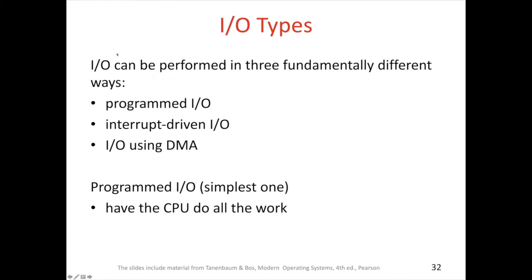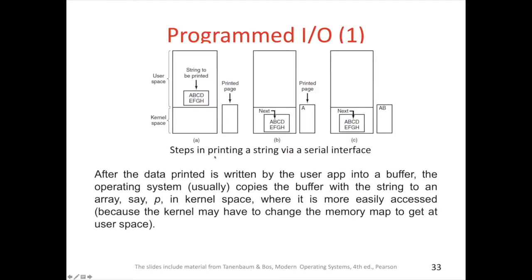Input-output types. Input-output can be performed in three fundamentally different ways: programmed I/O, interrupt-driven I/O, and I/O using DMA. Programmed I/O is the simplest one, and we have the CPU do all the work. The steps in printing a string via a serial interface are given here.